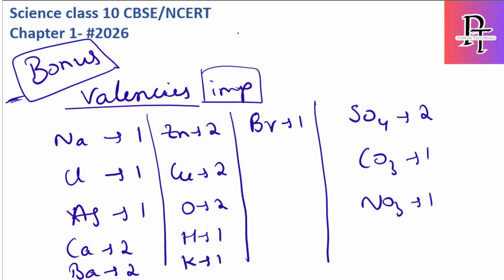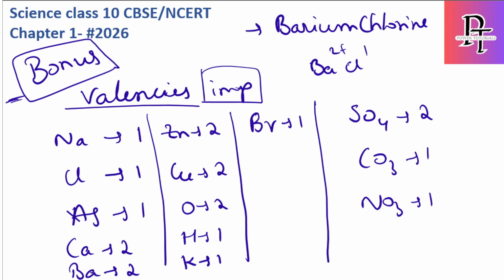For example, if I say write the symbol for barium chloride, so barium, I told you here the barium valence is 2, so I will write barium here first. Barium valence is 2. Chlorine valence is 1. So what will happen is this valency will move to this side and this valency will move to this side, so the symbol of barium chloride is BaCl2.